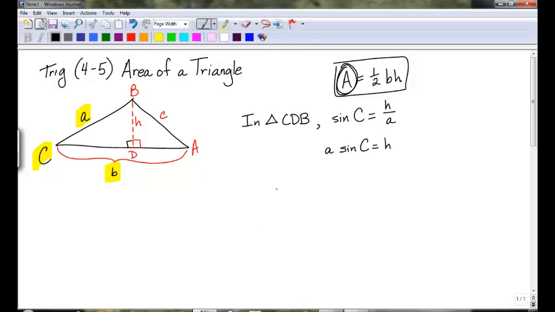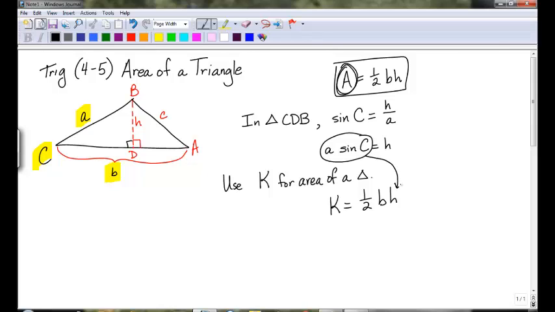Now, in trig, we would normally use this as the formula for area, but the problem is a is an angle. So in this, they're going to use, and I don't know why, the letter uppercase K for area of a triangle. So K equals 1/2 the base times the height, but we just said the height was a sine of C. So sub a sine of C in for h. So K equals 1/2 the base times a sine of angle C.